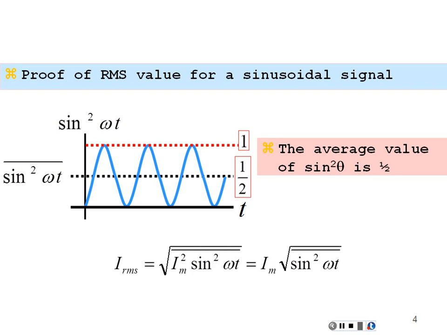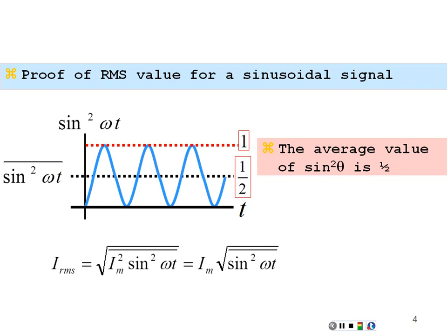So our I RMS, which is the square root of the average value of the squared current, would be the maximum value times the square root of the average value of sine squared. But the average value of sine squared is 1/2. The square root of that is 1 over the square root of 2. So the root mean square value is the maximum value divided by the square root of 2.